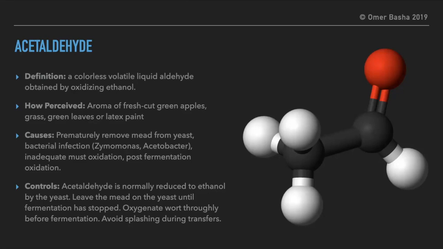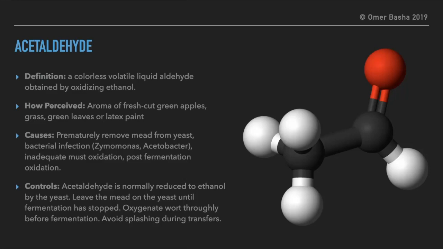Acetaldehyde is a colorless volatile liquid, which is obtained by oxidizing ethanol. If you know the yeast metabolism pathway, then it's basically the molecule that comes before ethanol. So how is it perceived? It's perceived as an aroma of fresh cut green apples, green grass, green leaves, or latex paint. The causes are removing the mead prematurely from the yeast.